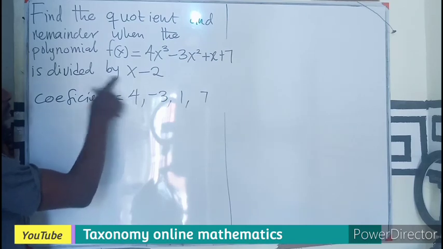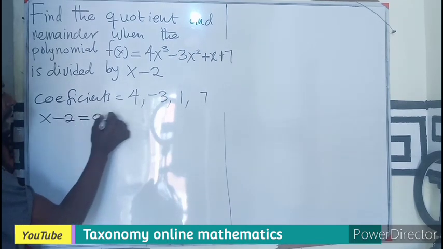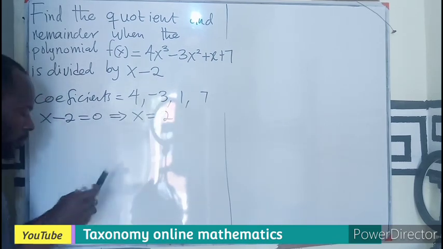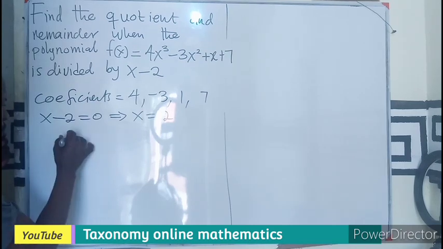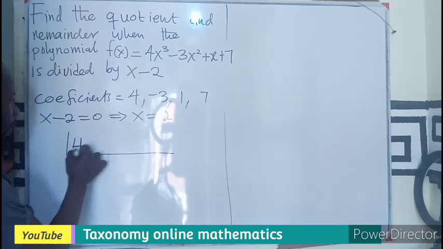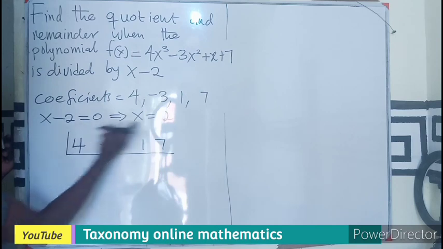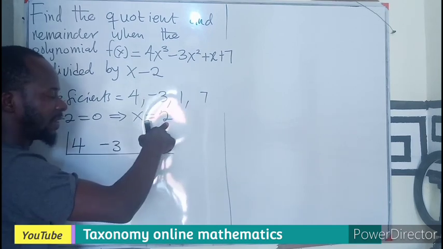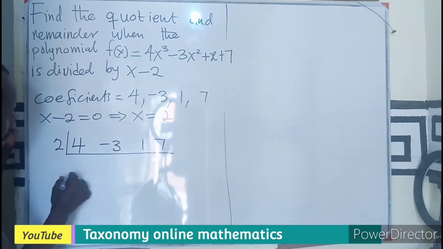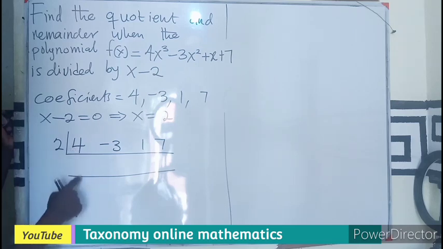Now finding the zero. For the divisor, we are going to have x minus 2 equals 0. That implies that our x is equal to what? 2. So we are going to align all those coefficients we have. Then we place the value of x, which is from the divisor, out here. Have our bar. Now let's drop down the 4.